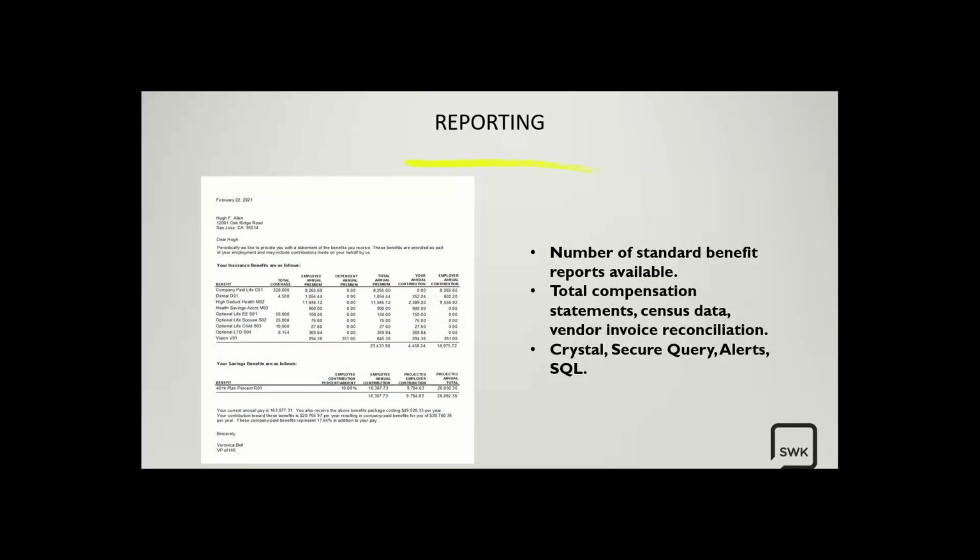So there's going to be a number of standard reports that are available within the system. Total compensation reports, I feel, are really, really important. So there's a stock report when it comes out of the application, and it can be customized with Crystal. We can get census data out of the system. We can reconcile our vendor invoices from a benefits perspective with the data that's coming out of their system to make sure people aren't getting hung up, not overpaying for the benefit plans that you have. And we've got Crystal, we've got secure query. I talked about alerts, right?